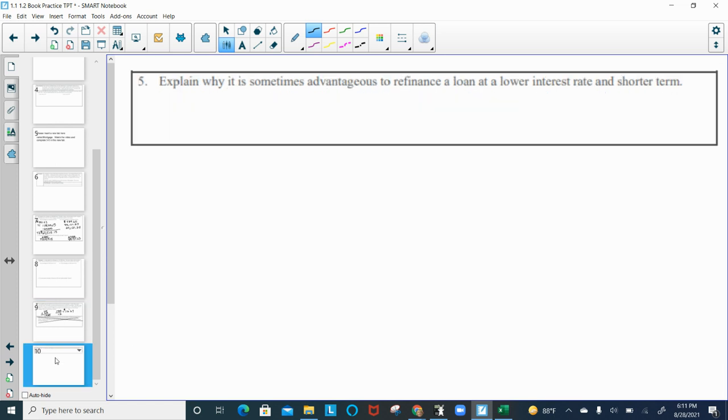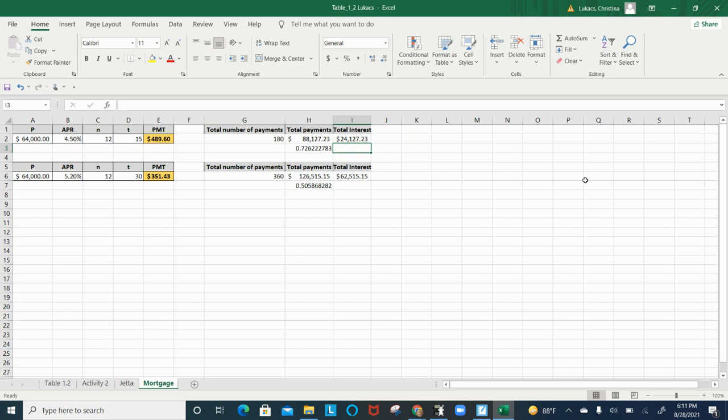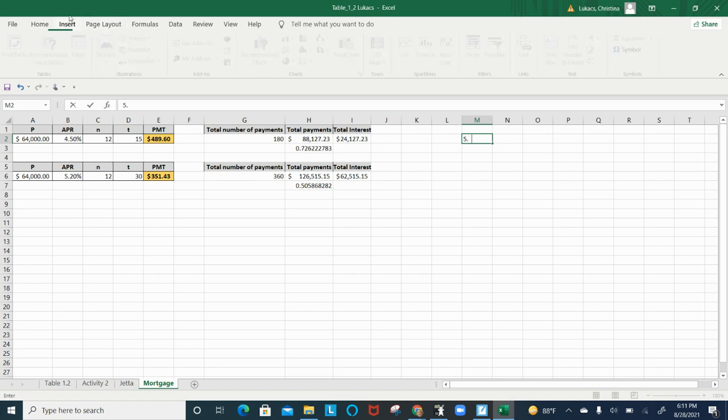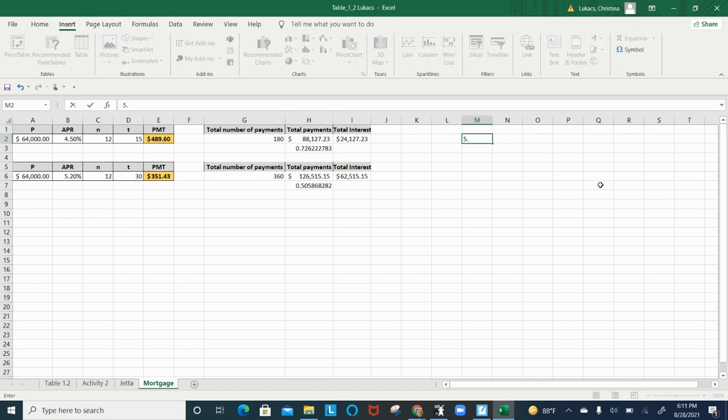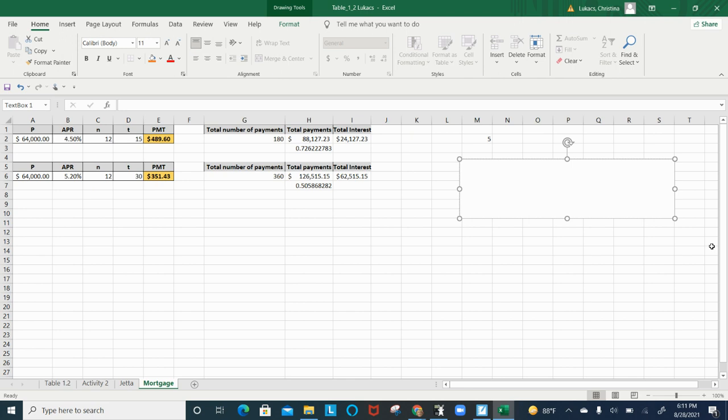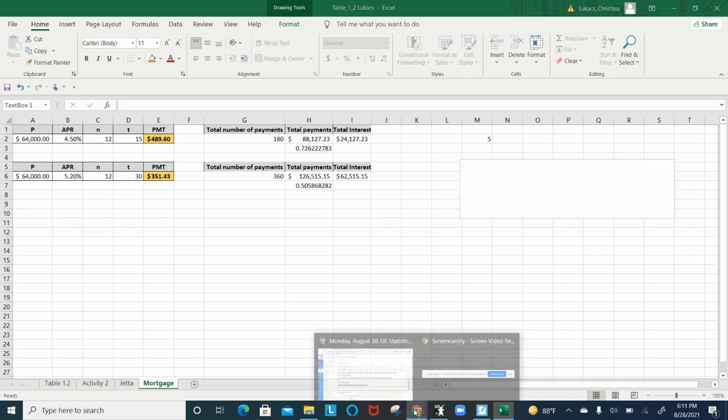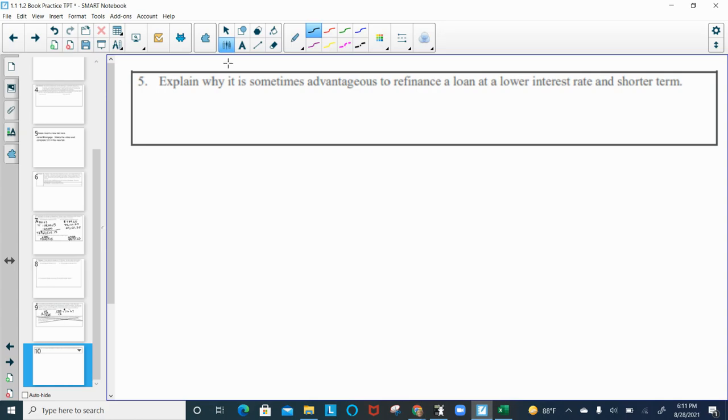And then what I would like you to do is just sort of in the Excel spreadsheet, like you can in your mortgage tab, you can just put like number 5 and type some stuff. Or if you would really prefer not to, you can enter a text box and then type me a little answer, however you prefer to do that. But I would just like to hear what you have to say.